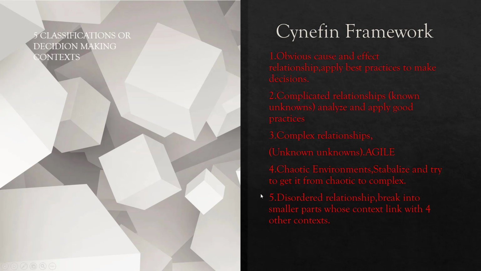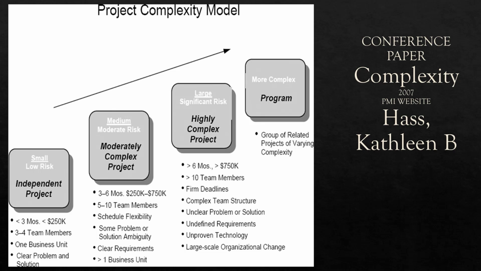Then disordered, this is something new. I don't know much about it. What do they mean about disordered relationship? Break into smaller parts whose context link with other contexts. So basically it is the same as, I believe, anarchy or chaotic. Then you have to first stabilize it, and then you go to the complex, and then you solve the problem. So this is pretty much it.